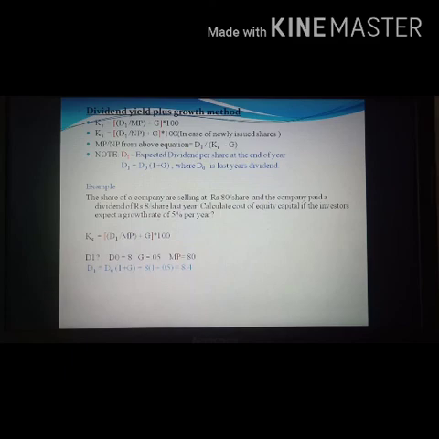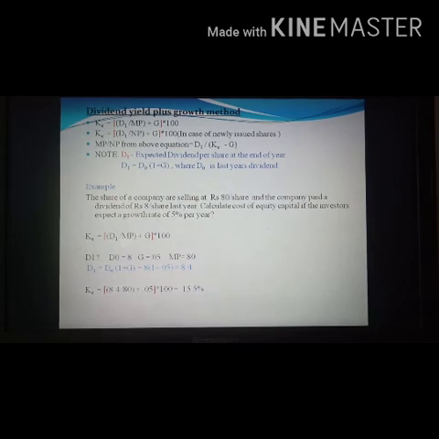So D1 is equal to D0 into 1 plus G. That means 8 into 1 plus 0.05. So we can calculate D1, the current year dividend, is equal to 8.4. It is not 8 as given in the question. In the question, it is the dividend of the last year, that is D0 is equal to 8. So we need to calculate D1 for applying in the formula. D1 is equal to 8 into 1.05, which is equal to 8.4. Now we got all values, just substitute into the formula.